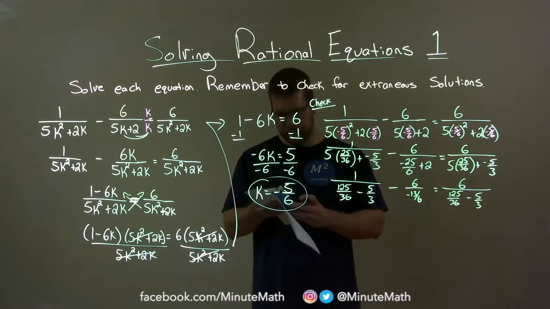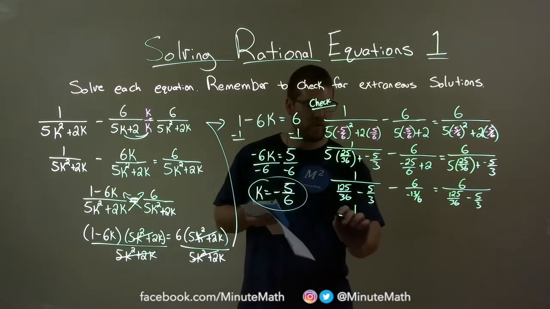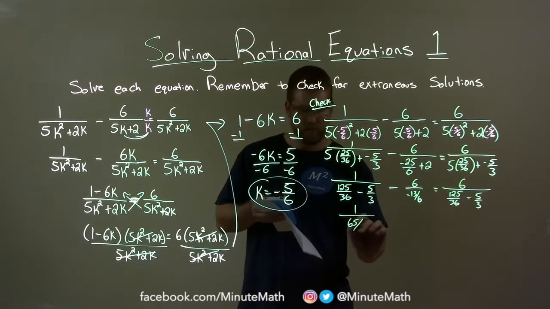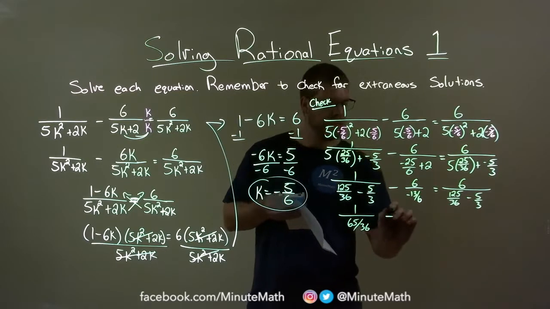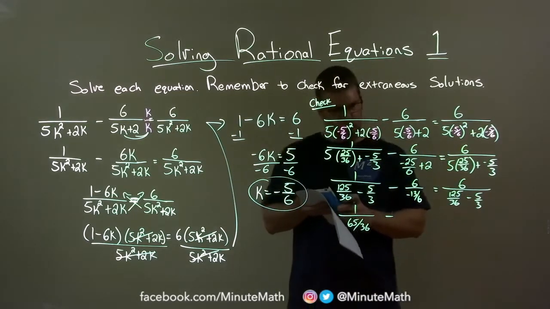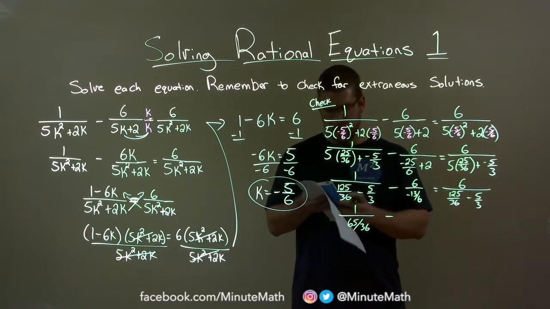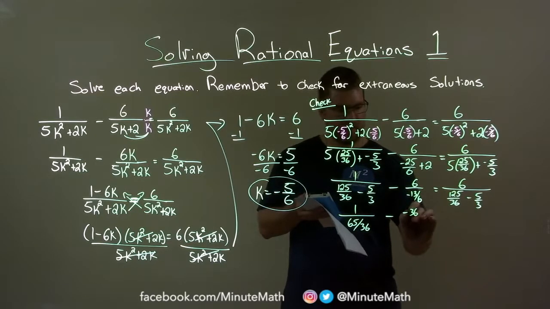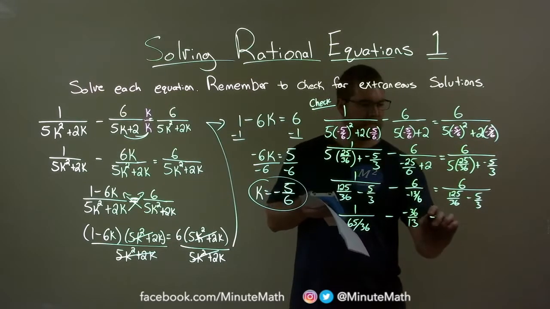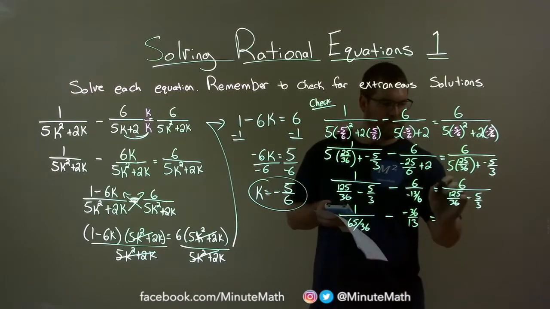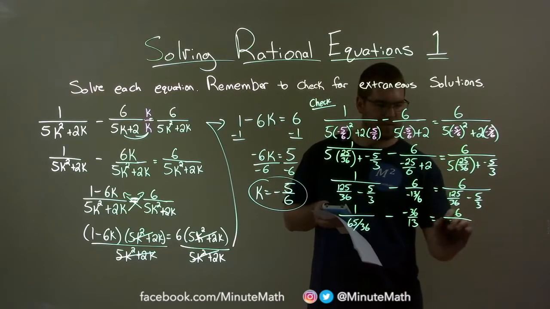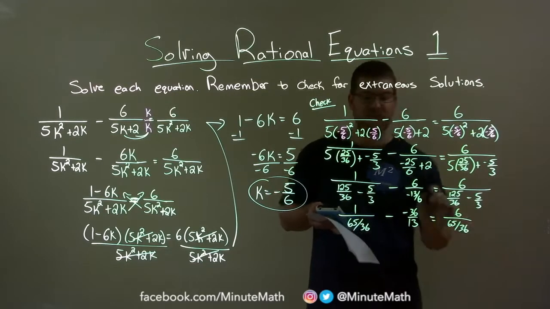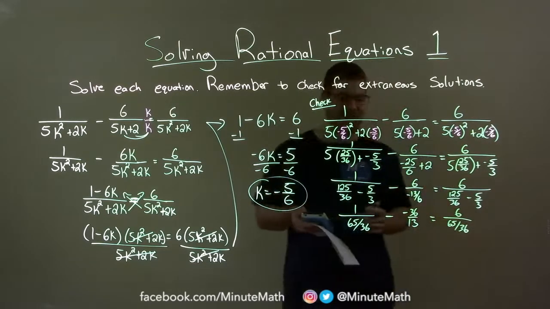And as a fraction, okay, so we have 1 over 65 over 36, minus, well, we have 6 divided by negative 13 divided by 6, and that as a fraction, thanks to our calculator, is negative 36 over 13. And the right-hand side, well, we still have the denominators the same, so it's 6 over 65 over 36. So let's keep going here.